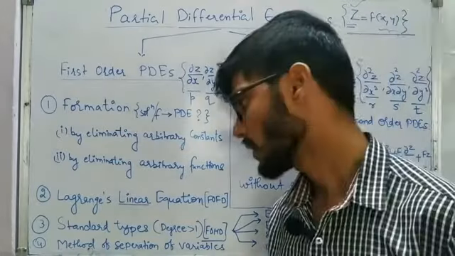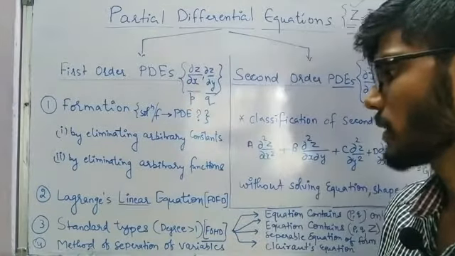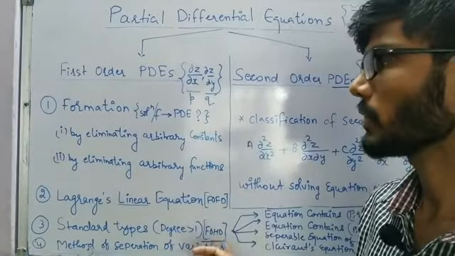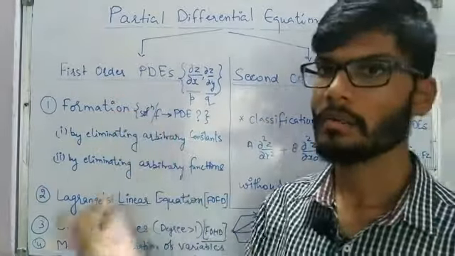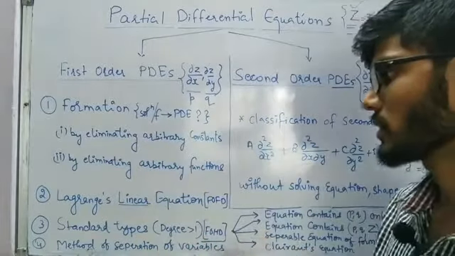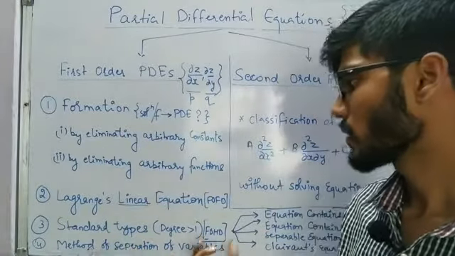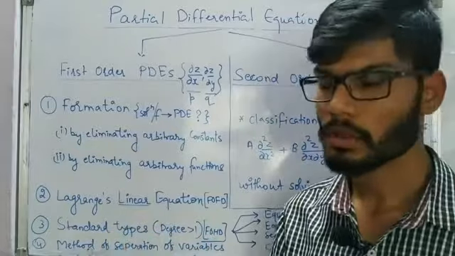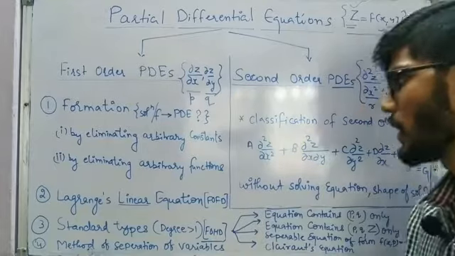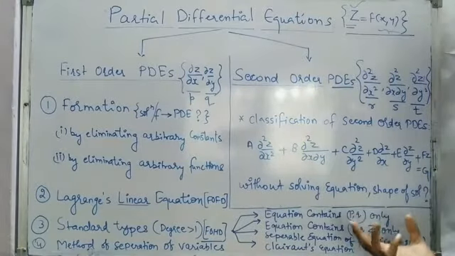And the final one is going to be the method of separation of variables. So these four things are going to be the main focus of our discussion in the case of first order partial differential equations. So formation, Lagrange's linear equation, first order first degree, and first order higher degree, so in that case we are going to talk about the standard types and one method of separation of variables.